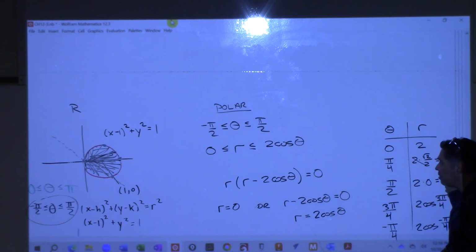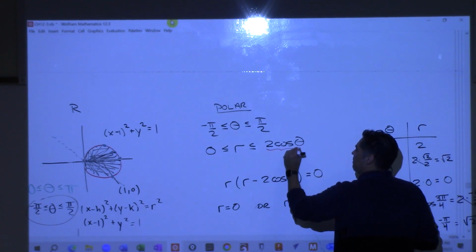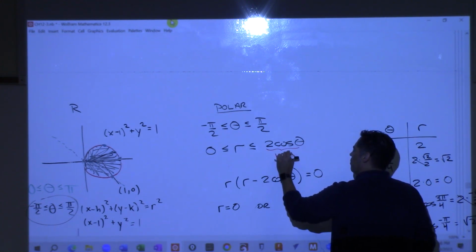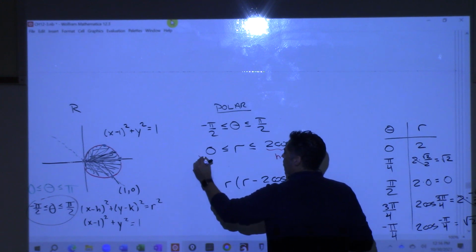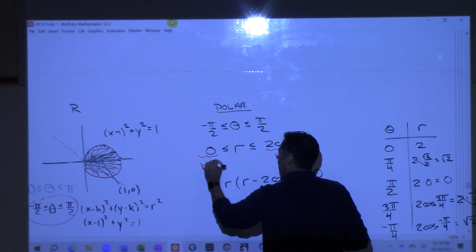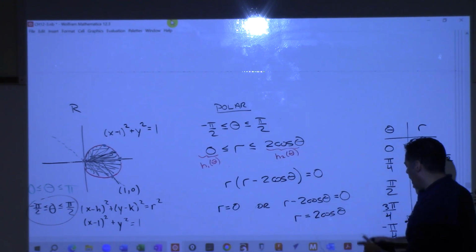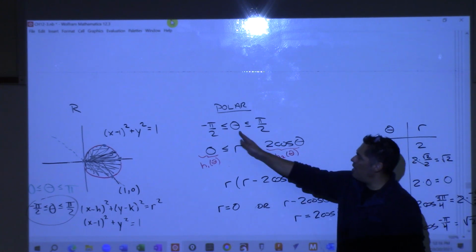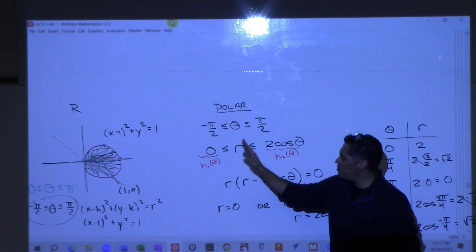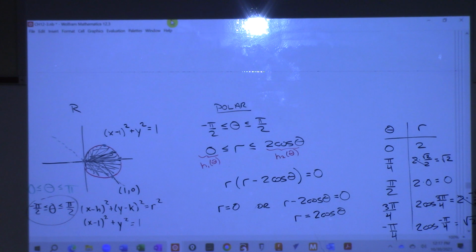And do you see there that this is some function of theta? I think I call it h2 of theta. On the notes, I call this h1 of theta. So you've got your theta's between two constants, but your r's between two functions of theta. And then we can set things up.